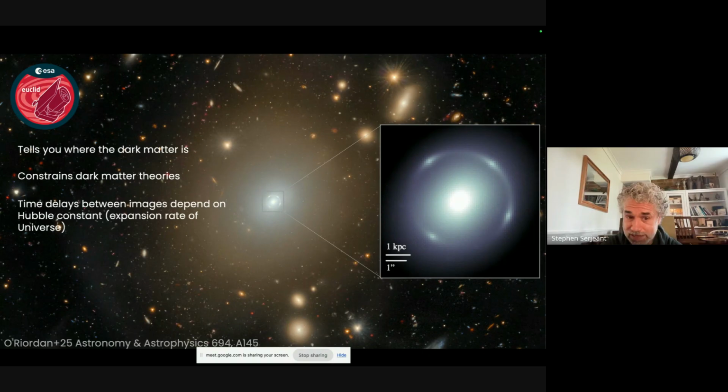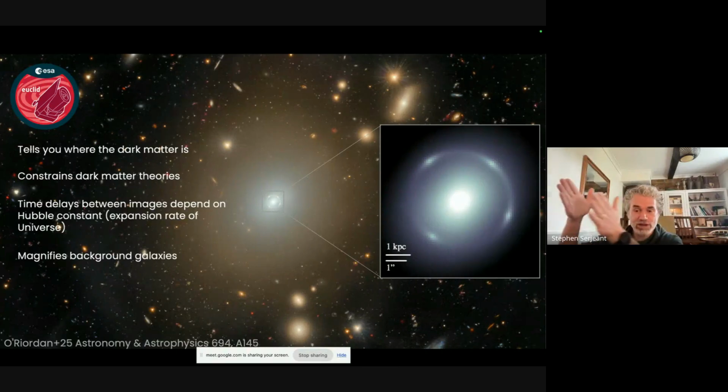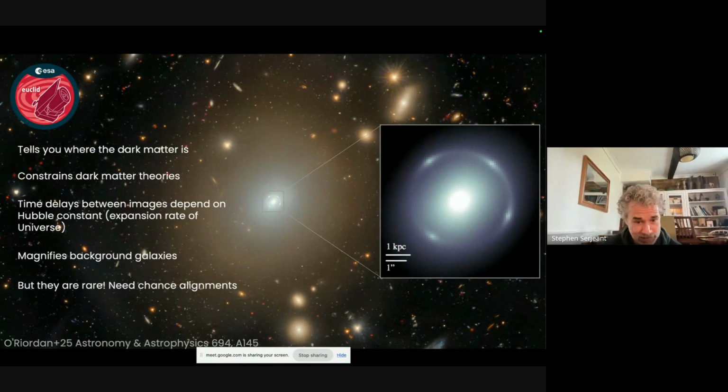You can use the time delays between different images of a background object, and those time delays depend on the Hubble constant. So that's the expansion rate of the universe. So you can do cosmological measurements just using gravitational lensing. Also, if you're interested in galaxies themselves, then this lensing is magnifying the background galaxies. So it's useful if your interest is not in cosmology, but rather in galaxy evolution. But these systems are rare. You need an almost perfect chance alignment between the background galaxy and the foreground galaxy.